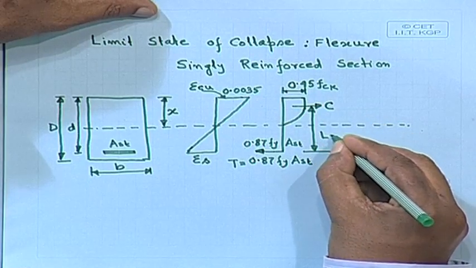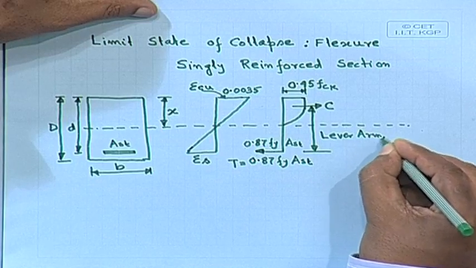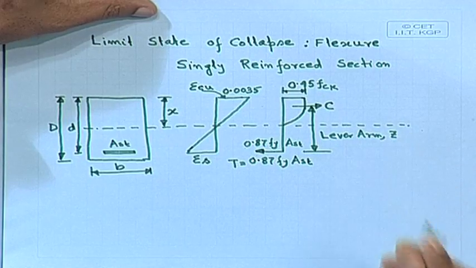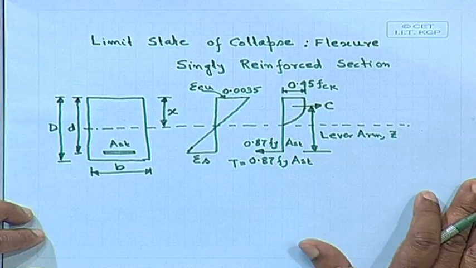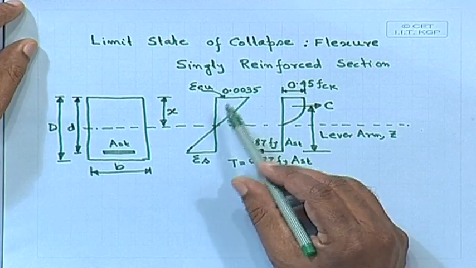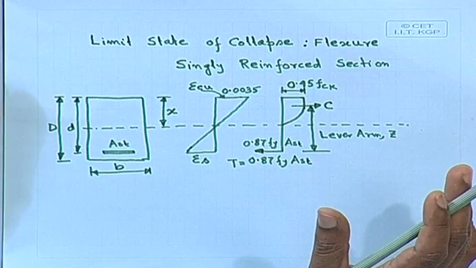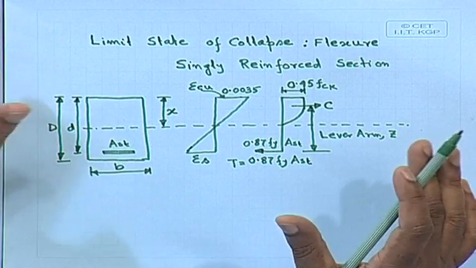This is lever arm. We specify by Z. So, lever arm Z. So, what is the difference here? In working stress method, we shall not always compare with the working stress method, but since we have done in the last class that working stress method, let us compare for this singly reinforced section for flexure.